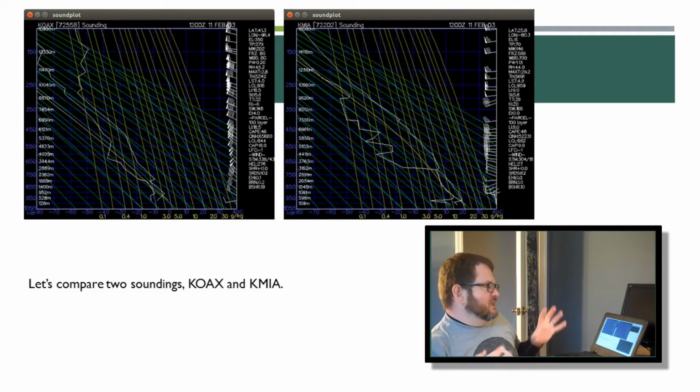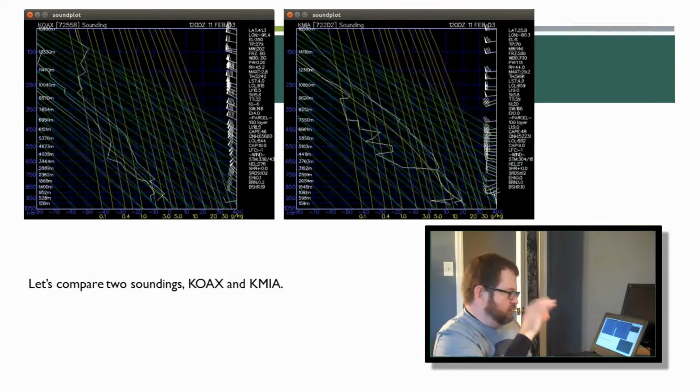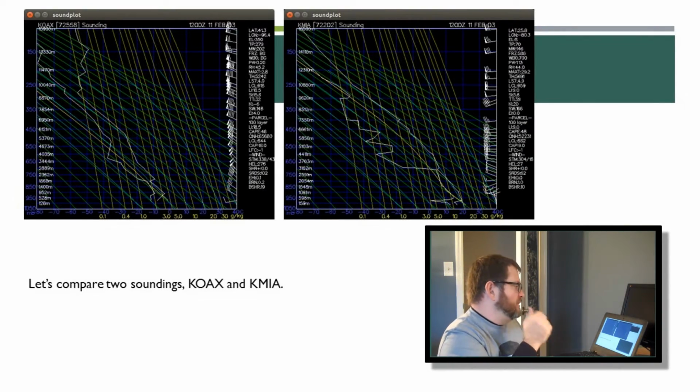Now, I realize that they're a little small in your YouTube window here, but if you pull up the actual PowerPoint presentation, you can see that what I've given you here is two different Stuve diagrams. They're at the same time and the same day. They're both the 11th of February 2003, because I have this old data file sitting around. The one on the left is Omaha, and the one on the right is Miami. And those are both plotted as Stuve diagrams. Two different locations that plotted their observations.